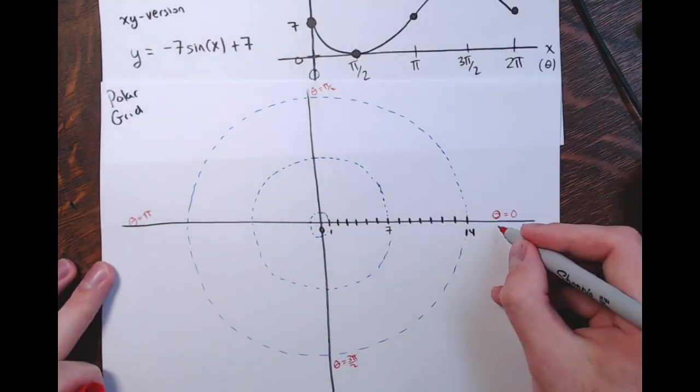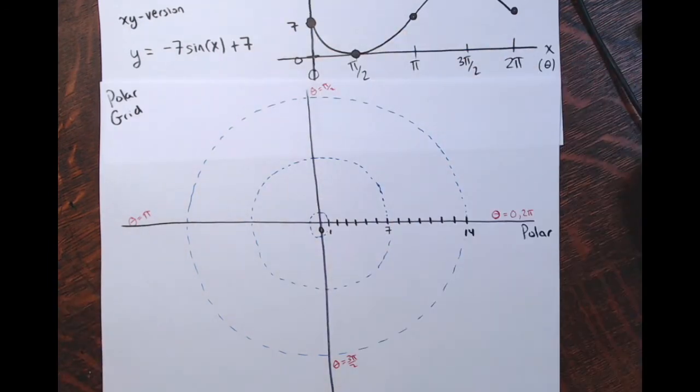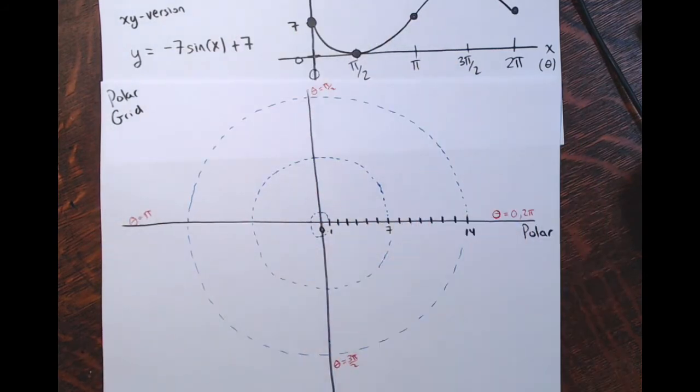And then theta equals 2 pi, you're right back to where you started from. So when I go through this graph, I should get the entire picture, because I've gone once around my polar grid. Going from 0 to 2 pi here should give me the entire polar graph. All right, so let's take a look at what happens.